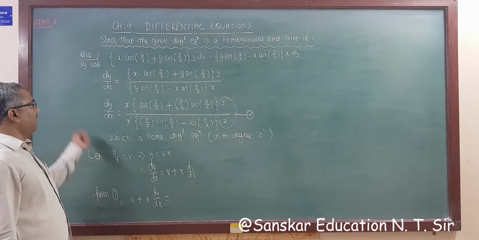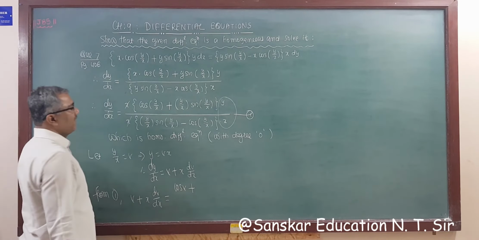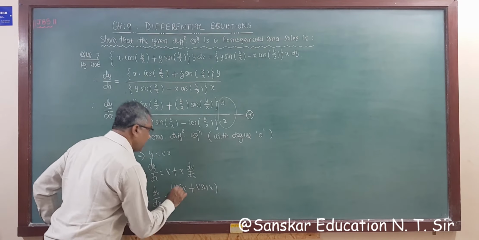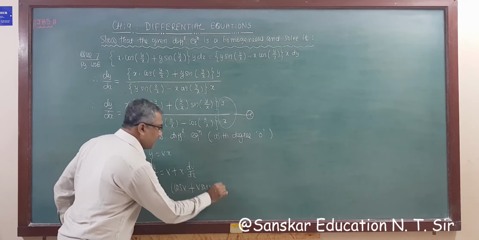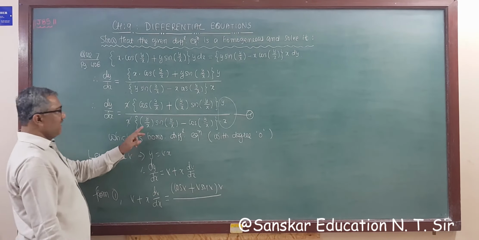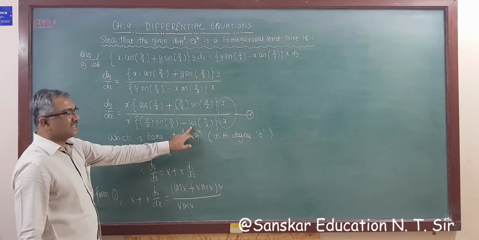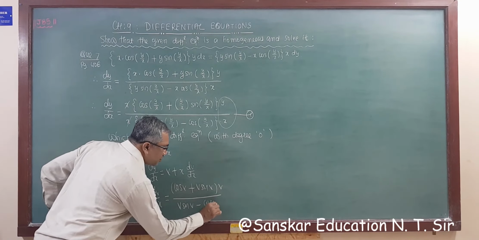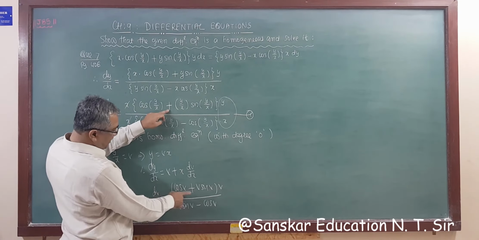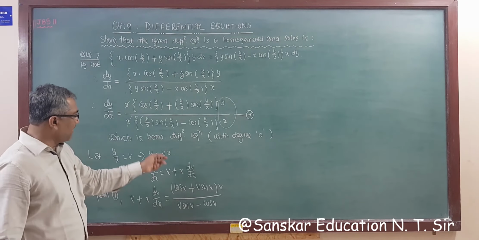write it cautiously, cos v. So this is cos v, right? Plus v sine v. So v sine v, bracket over, and this y by x is v, so I'm writing v here. Got it? Whole upon v sine v minus cos v. So minus cos v. Let us check once, it is correct, right? cos v plus v sin v into v, right? v sin v minus cos v.